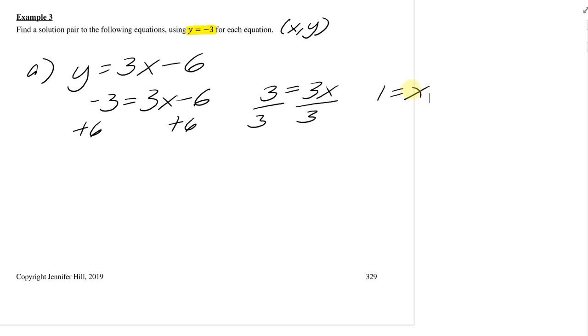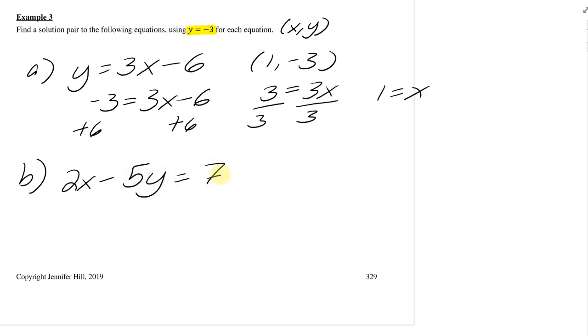So now that means my ordered pair is, remember, this will go in the x spot, and then negative 3 will go in the y spot. So my ordered pair here is 1 comma negative 3. There's my ordered pair. Okay, so why don't you try that for 2x minus 5y equals 7. Pause the video, hit play when you're ready.